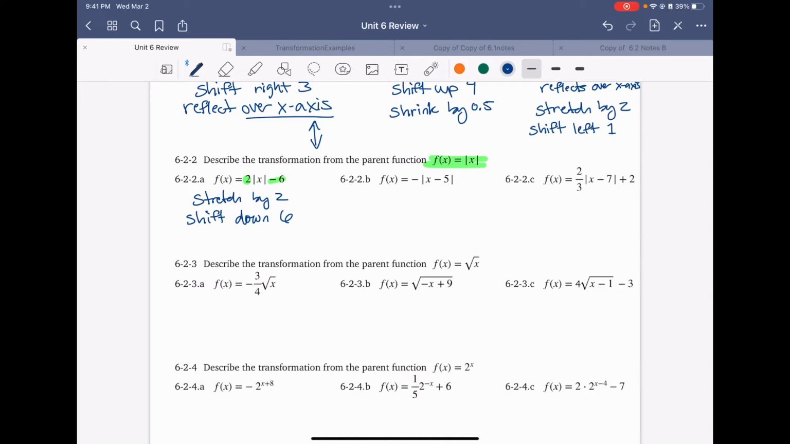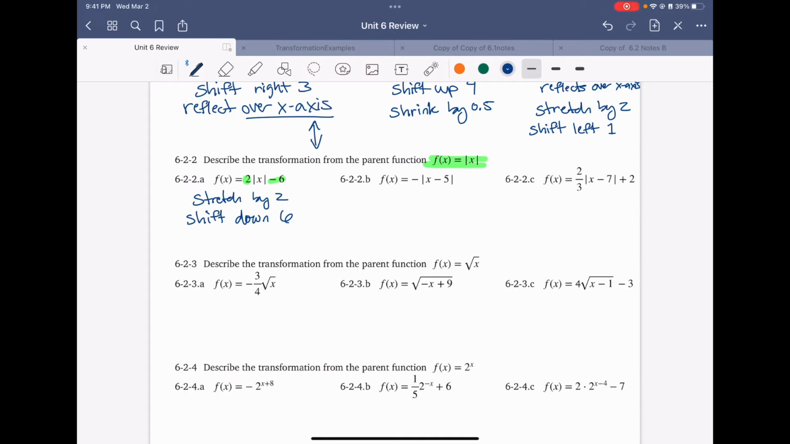We don't write -6 because the negative is what tells us it's down. So we've already described that it's going down. So the 6 tells us how much. We don't need to say negative. The reason it's down, the reason it's up and down instead of left and right is because it's outside the absolute value, not inside the absolute value.